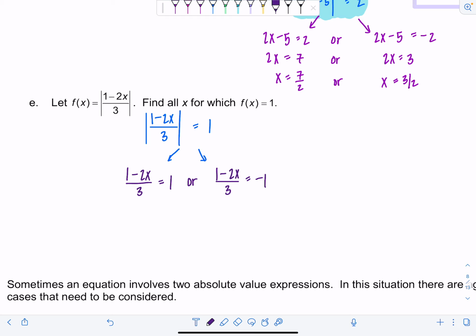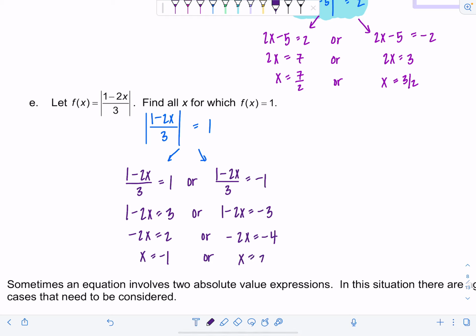How do we start? We're going to multiply both sides by 3. So then 1 minus 2x equals 3. Subtract 1, negative 2x equals 2. Divide by negative 2, so x equals negative 1. So I solved the first one. Or, again, multiplying by 3, 1 minus 2x equals negative 3. Subtracting 1, negative 2x equals negative 4, which would mean x is equal to positive 2. So here are my two solutions: negative 1 or 2.